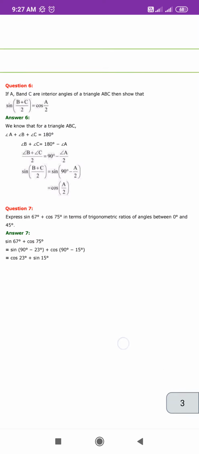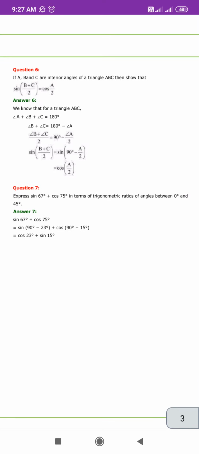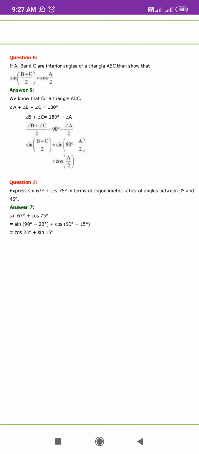The last question of this exercise is: express sin 67 plus cos 75 in terms of trigonometric ratios of angles between 0 degrees and 45 degrees. You can see that sin theta is equal to cos of (90 minus theta), and cos theta is equal to sin of (90 minus theta). So we will take 67 and 75 in terms of 90 minus 23 and 90 minus 15.